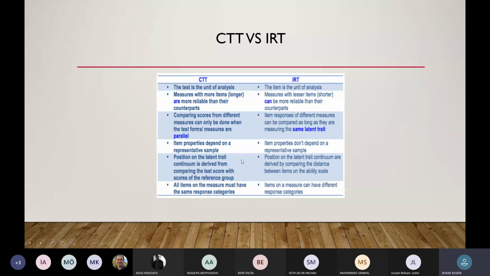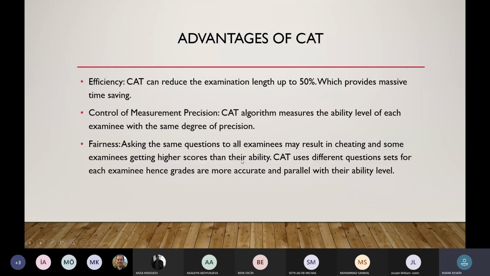So what are the advantages of CAT? First is efficiency. Since the questions are adapting according to the responses of the student, each student will have a different number of questions in the exam, and that can reduce the examination time up to 50%, which provides massive time saving. The second one is control of measurement precision. This algorithm measures the ability level of each examinee with the same degree of precision.